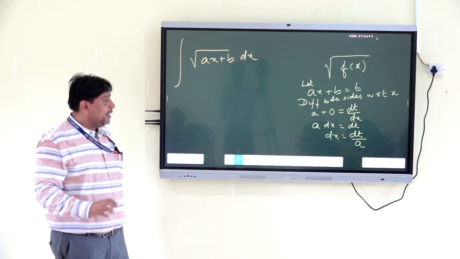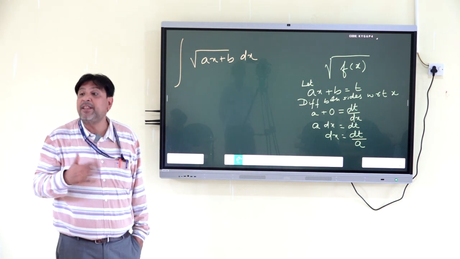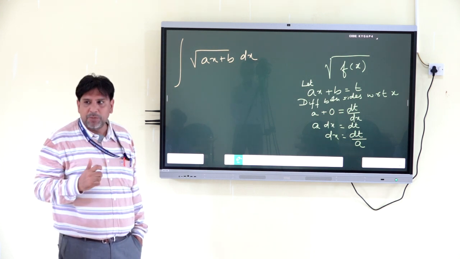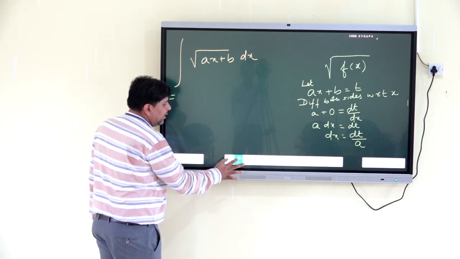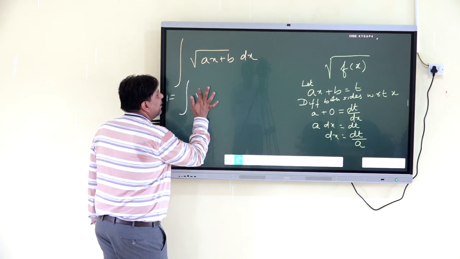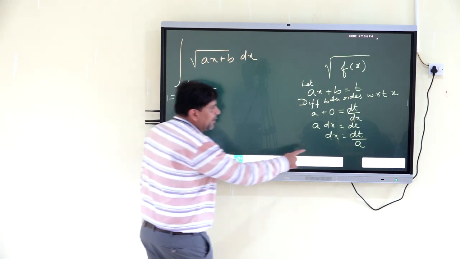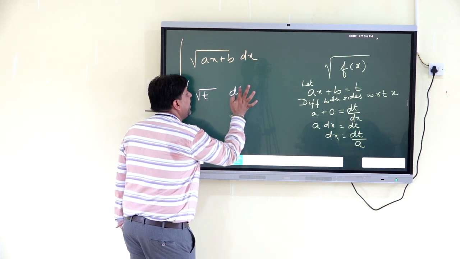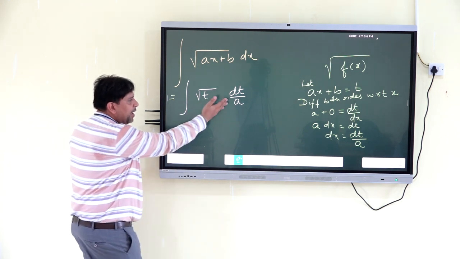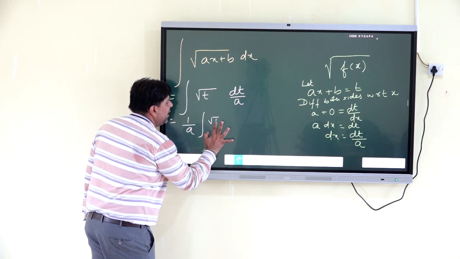Now the question arises, what will we do? Adjustment here. Here the variable is x. I have to change everything to t because t is my new variable, the new substitution. So how will the question change now? The question will change to integration of ax plus b, which is t. So I will write root over t. What is dx? dt by a. In place of dx, I will write dt by a. Then a will go outside. So 1 by a integration of square root of t dt.